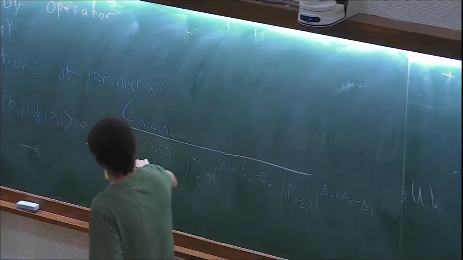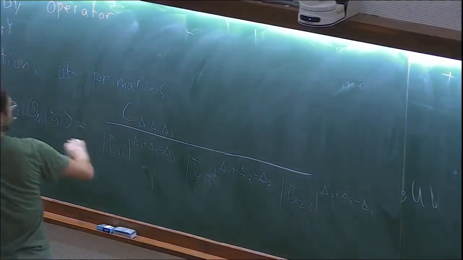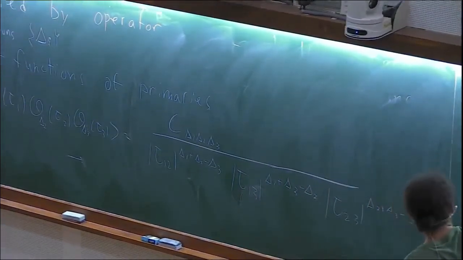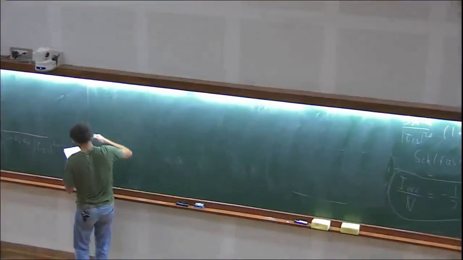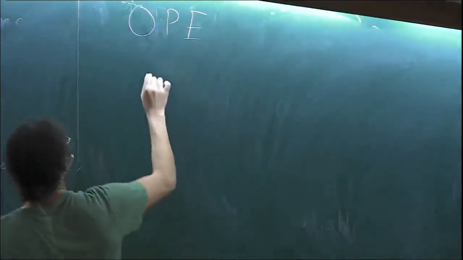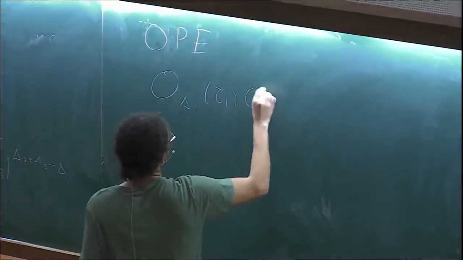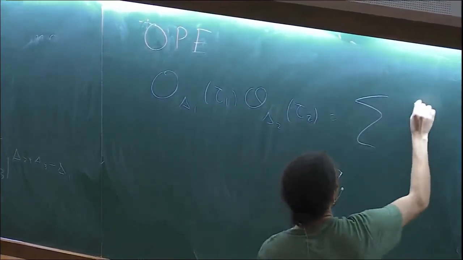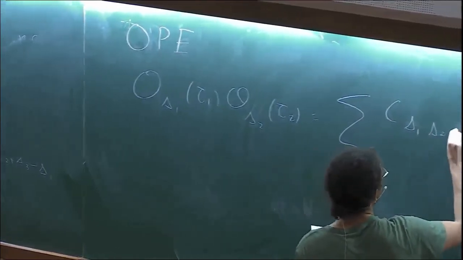The thing I want to explain is why knowing these dimensions and these coefficients of the primaries is sufficient to then compute all correlation functions, why that encodes all the data of the CFT. It would be convenient to use the language of the OPE. So consider the OPE of two of these operators, delta tau 1. We can write this as delta 1, delta 2, delta k.